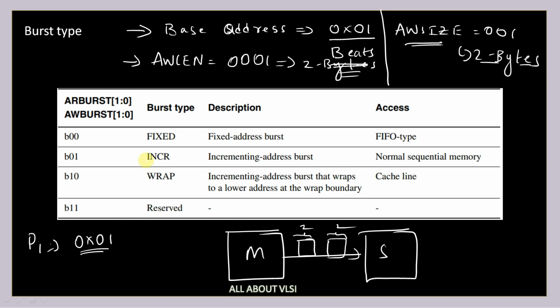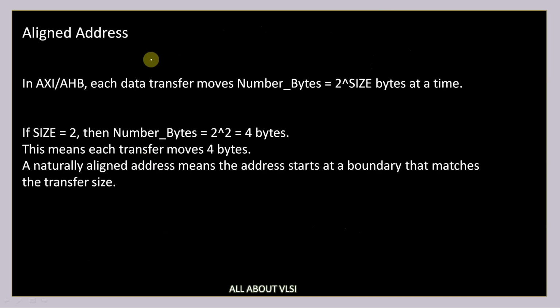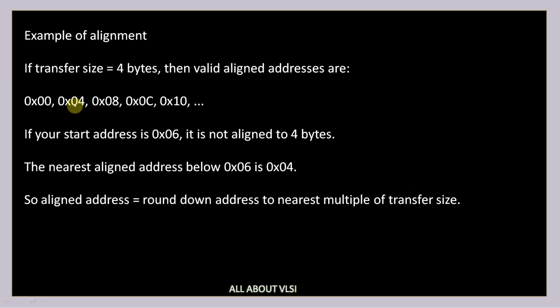Now here we have an important concept which is known as aligned address. What do you mean by aligned address? In AXI, each data transfer moves 2 power size bytes at a time. So if size is equal to 2, then the number of bytes is equal to 4 bytes. This means each transfer moves 4 bytes. A naturally aligned address means the address starts at a boundary that matches the transfer size. For example, if our transfer size is 4 bytes, then the valid aligned addresses are 0, 4, 8, C and 10.